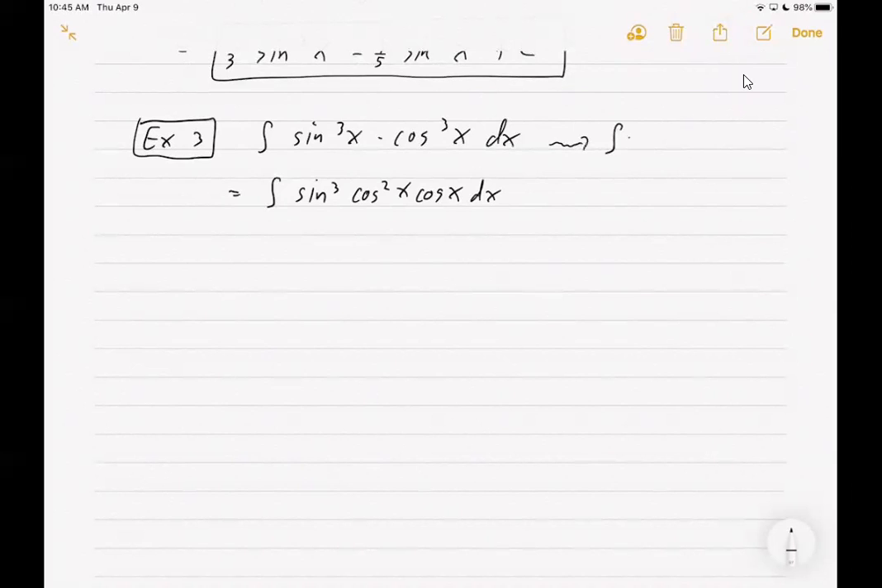I could have rewritten this as sine of x times sine squared of x, cosine cubed of x dx. And I could use the trig identity to rewrite the sine squared as 1 minus cosine squared. I just have a preference for drawing a cosine out by itself. I prefer to have cosine of x to the first power, but this would have left you with sine of x to the first power. You'll end up with the same answer, whichever one you do, provided you don't make any errors.